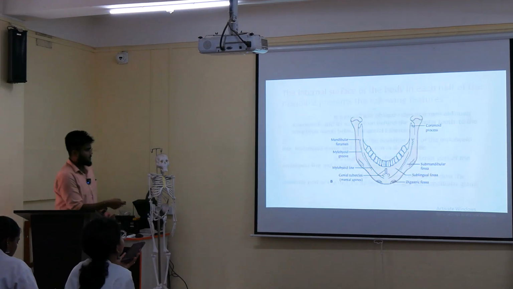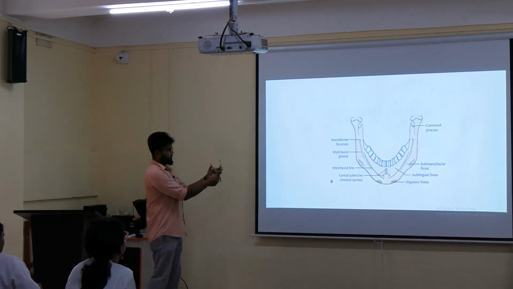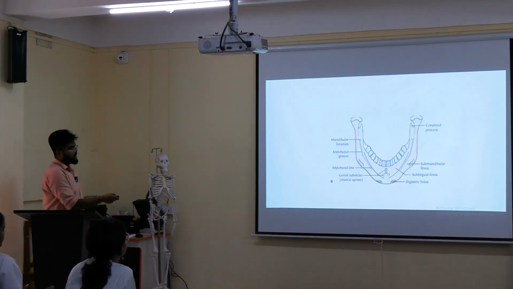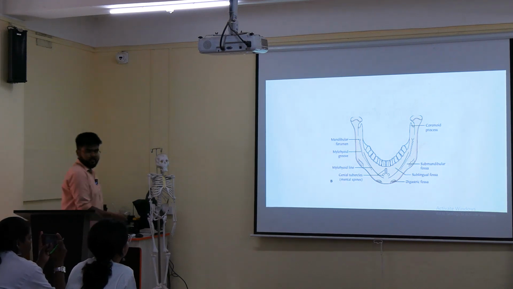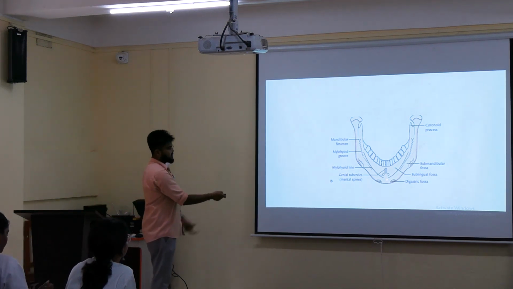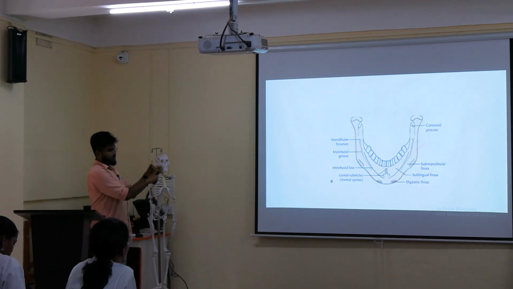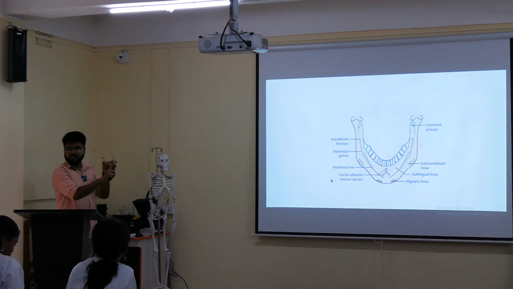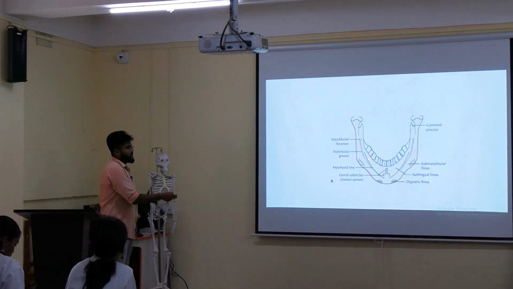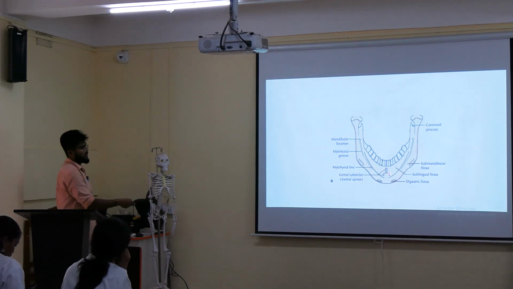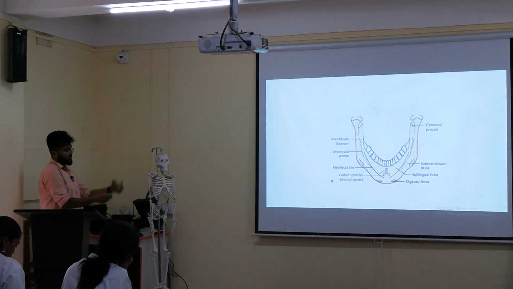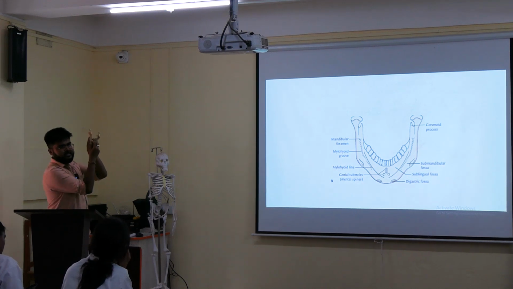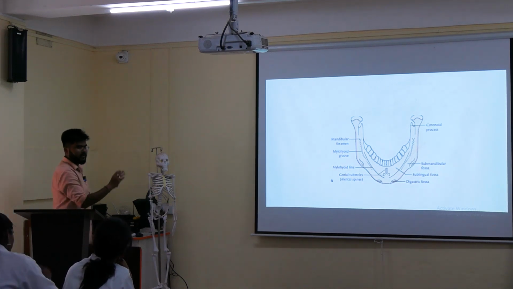Next, this part. Here you can see the mylohyoid line, and the groove is present posterior to this line. This mylohyoid groove is present here. So this is the mylohyoid line and this is the mylohyoid groove. This is the genial tubercle, in the midline on the inner surface, 4 in number, superior and inferior.